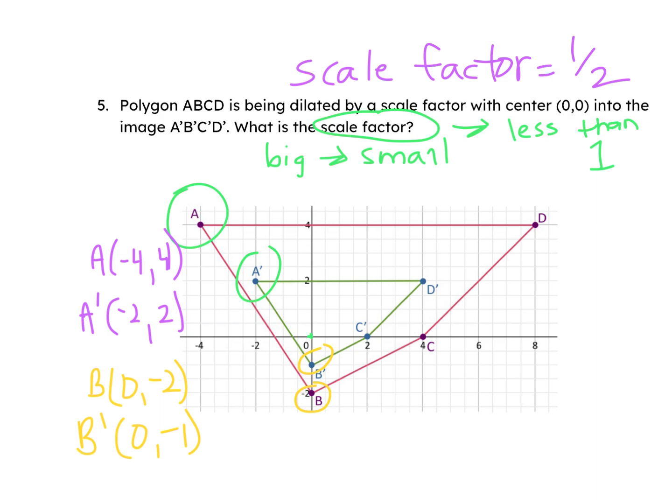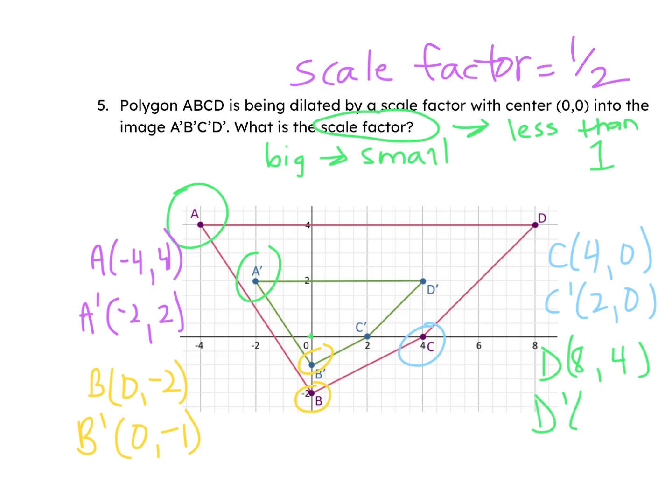So I might as well keep going and check C. And I can see that C is at 4, 0, and then C prime is at 2, 0. Again, that looks like it cut in half because you can't take half of 0. And then letter D, I'm sorry, D is 8, 4. So if I cut that in half, D prime is probably at 4, 2, and yes, it is. Okay, so we had it in the beginning. It is cut in half. We can also kind of visually see that it's half the distance or half the size of the original.